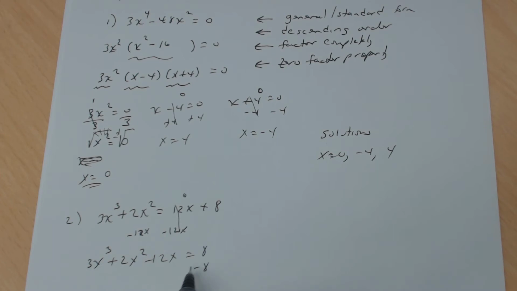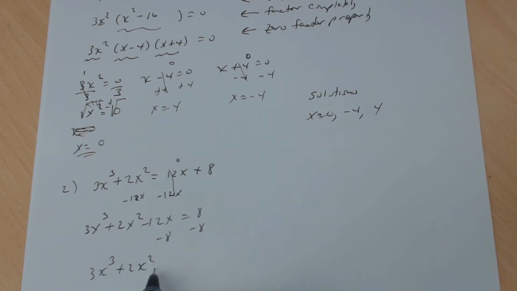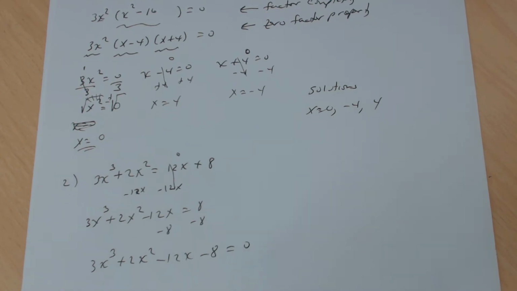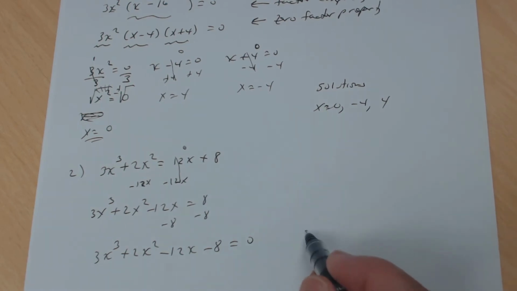And then finally subtract 8. I get 3x cubed plus 2x squared minus 12x minus 8 equals 0. All right, so that's where I'm at. Notice that this polynomial has 4 terms. If you recall from a previous course how to factor this, when you have 4 terms like this, you want to try factoring by grouping. So you're going to factor by grouping.